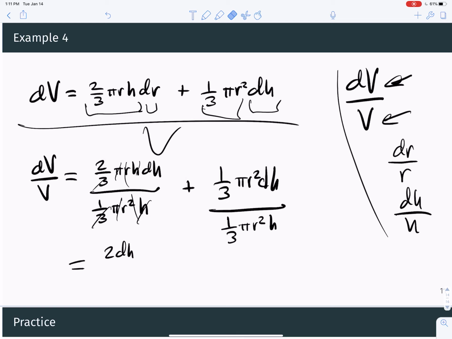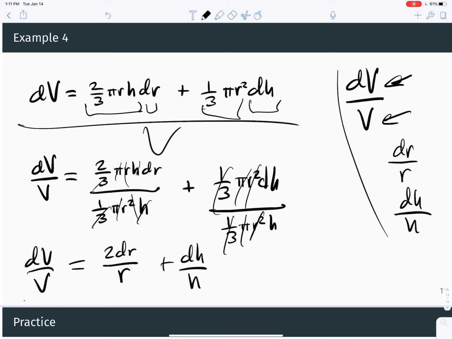Oh, I'm sorry, I've got a typo here. This is not dh, this is dr. No wonder. That's 2 dr over r. And then in the second one, the 1/3's cancel, the pi's cancel, the r squareds cancel, and you just have dh over h. All right, so now we can see dV over V, that's percentage change in V, is equal to twice the percentage change in r plus the percentage change in h. So that's kind of nice.